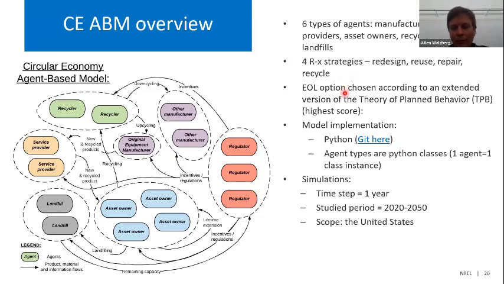The model is simulating stakeholders' decisions using a social psychology model, which is the theory of planned behavior, that accounts for different factors that are affecting all those stakeholders' decisions. It is implemented in Python, same as for the CELAVI framework. The time step of the simulation is 1 year. So that's the temporal resolution of the simulation. And we are looking at the whole United States.